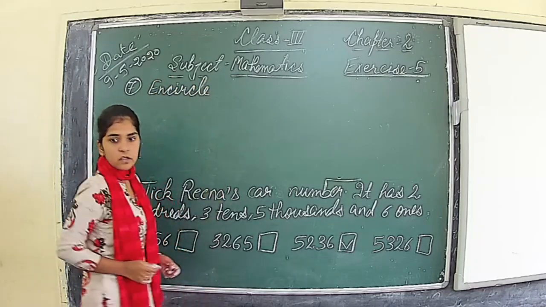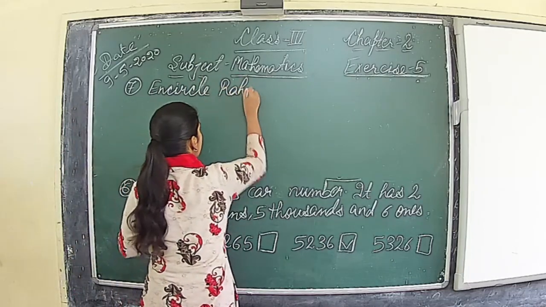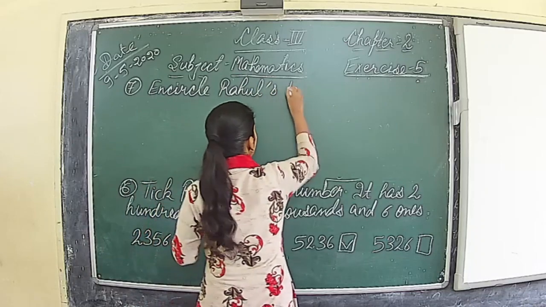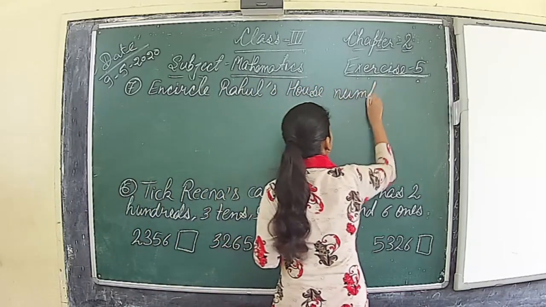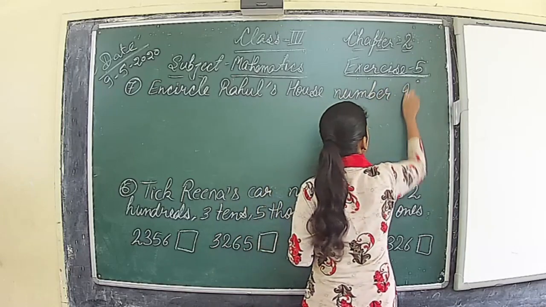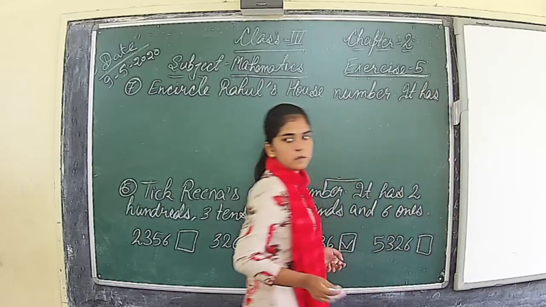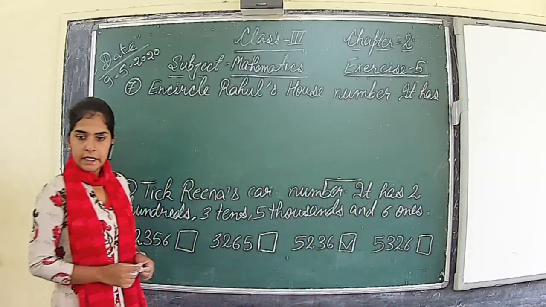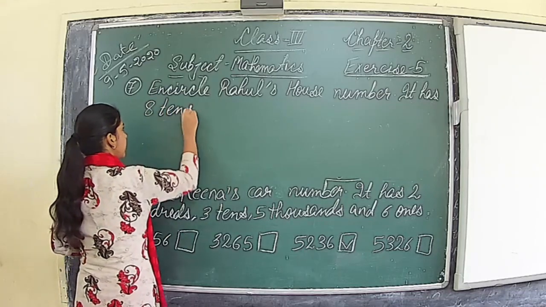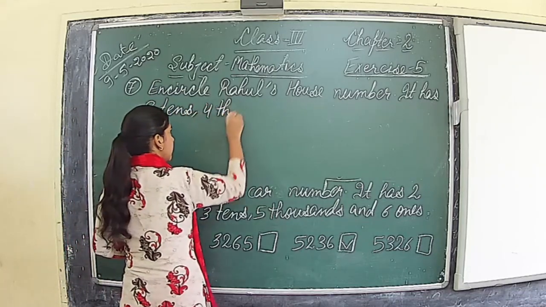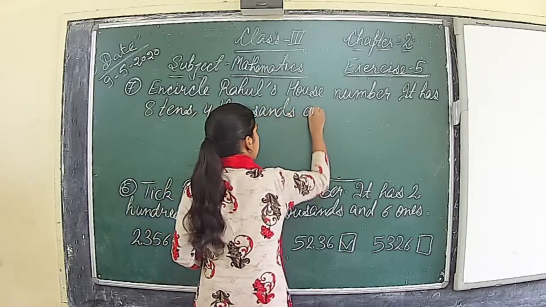Encircle Rahul's house number. It has 8, 10, 4,000 and 2 1.